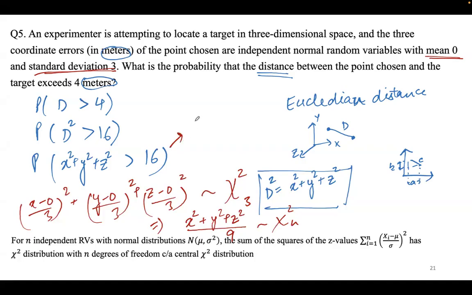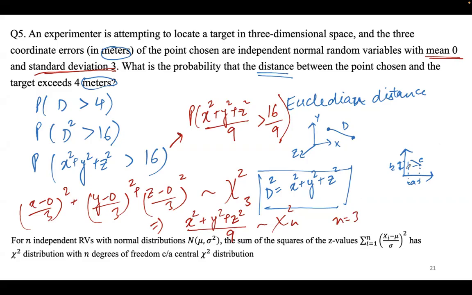So now what we can do is we can say probability of x square plus y square plus z square. Let's divide by 9 also, both sides. That's 16 by 9. So now what we just need to find out is the probability of a chi-square distributed random variable has to be greater than 16 by 9, with degrees of freedom, so n is 3. Degrees of freedom is 3 here.